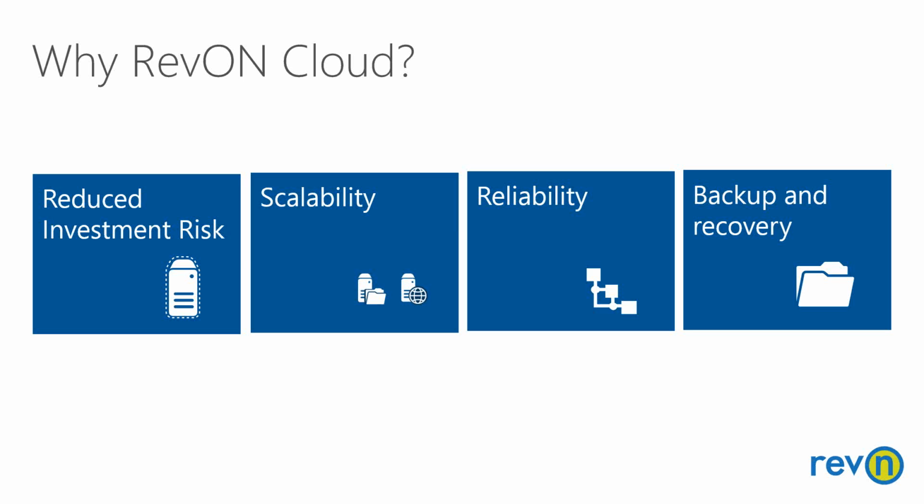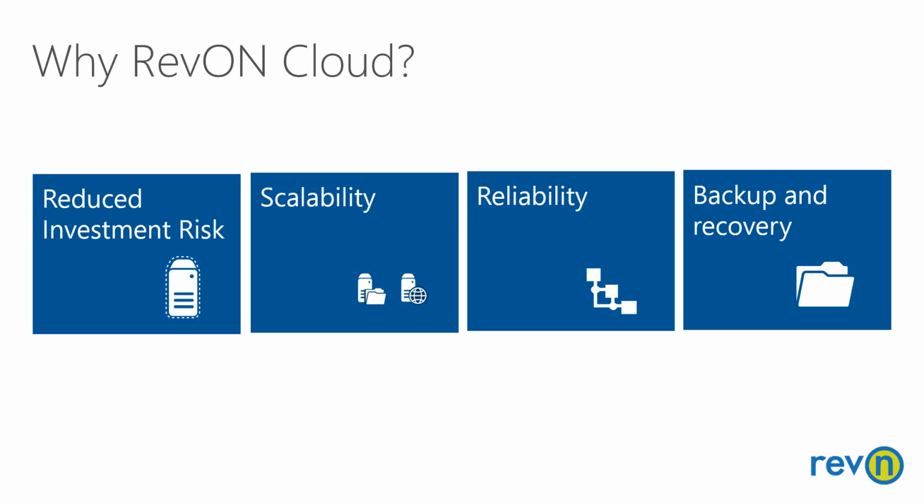So RevON Cloud allows you to scale your infrastructure on demand. You don't have to pay for the infrastructure up front. It's a pay-as-you-go model. You pay for what you use. You can easily scale up. You can easily scale down. It allows you to be flexible and not have to worry about over-provisioning your hardware. You can really create a Goldilocks type environment that's just the right size for your company.